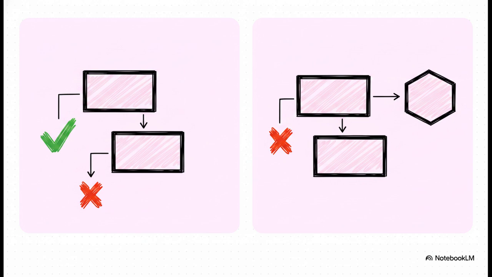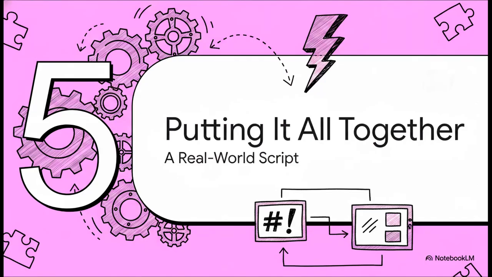The double pipe, ||, is a logical or. It runs the second command only if the first one failed, like try to ping Google, or if that doesn't work, tell me the host is down. So useful. All right, enough theory. Let's see how all these pieces fit together to build a script you might actually use.